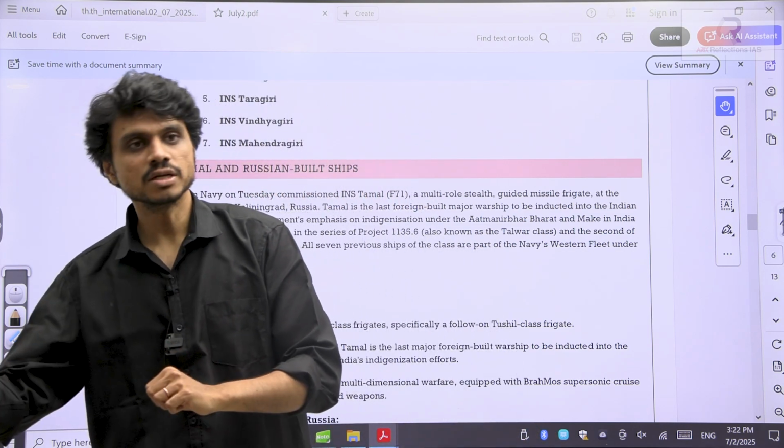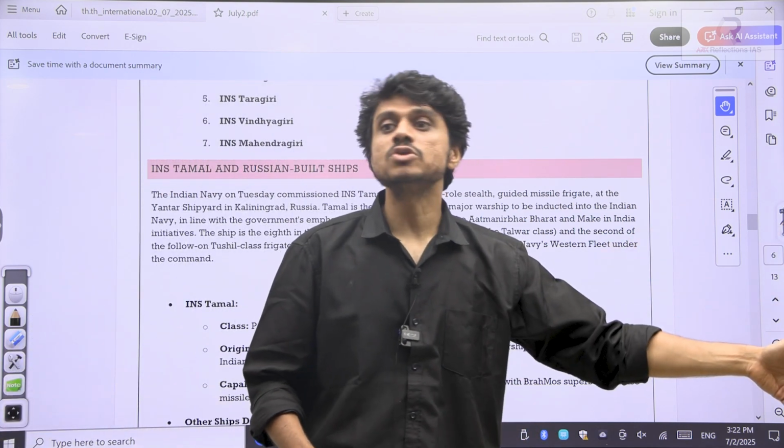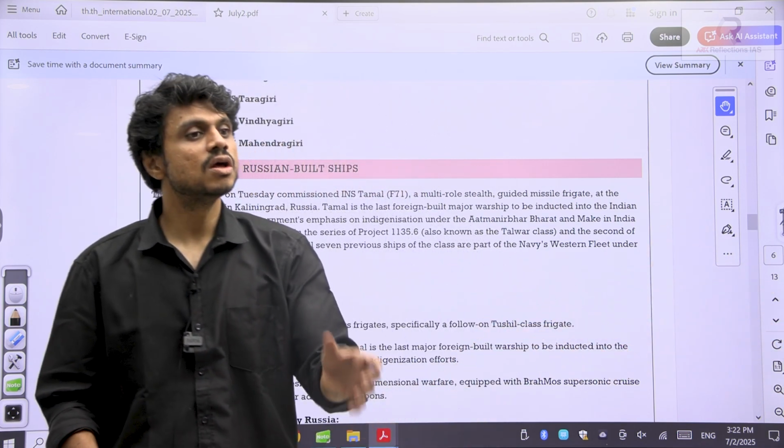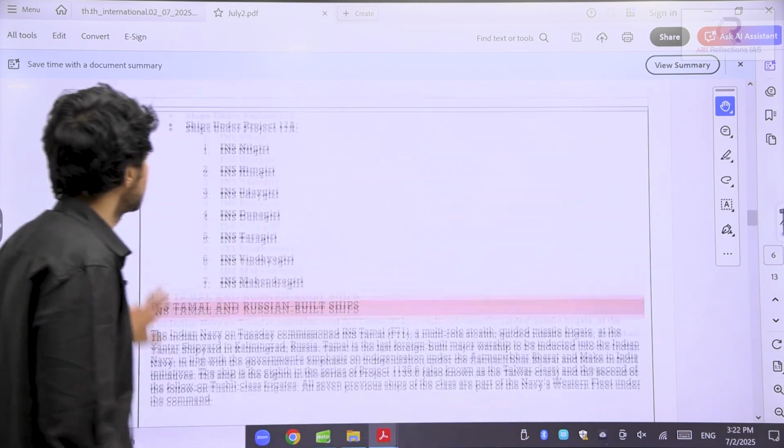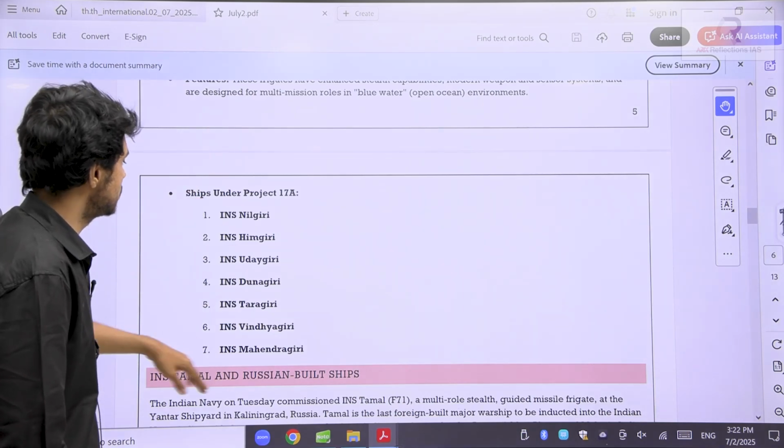This is another aspect. On the other side, we have also developed Project 17A. Again, these are also frigates that are being developed. So under this Project 17A, we have developed these many ships.